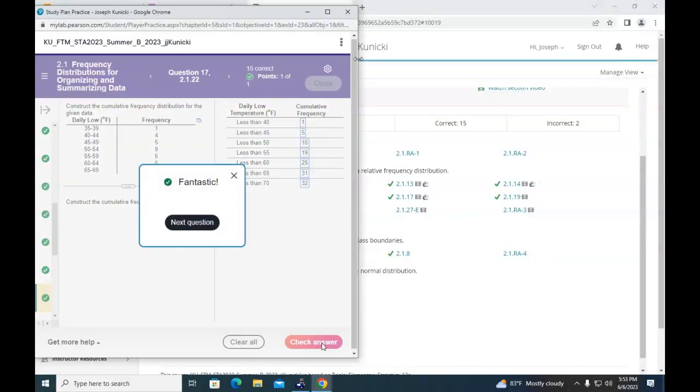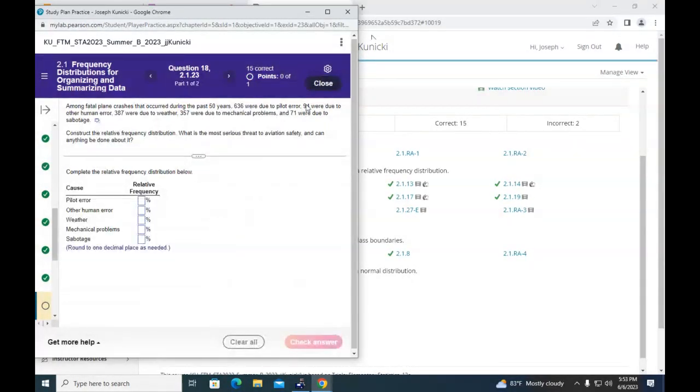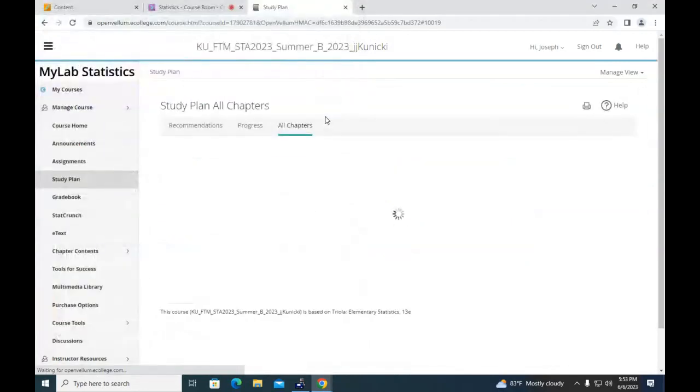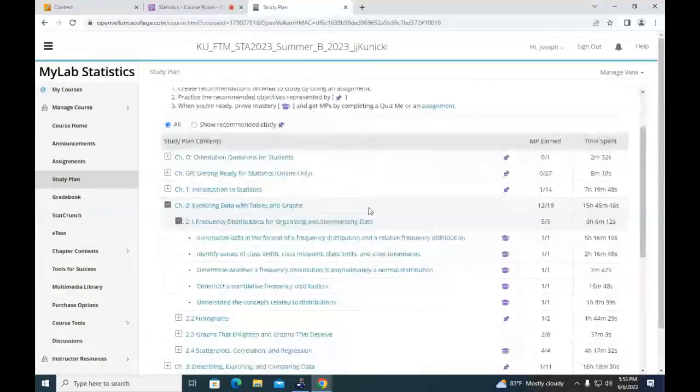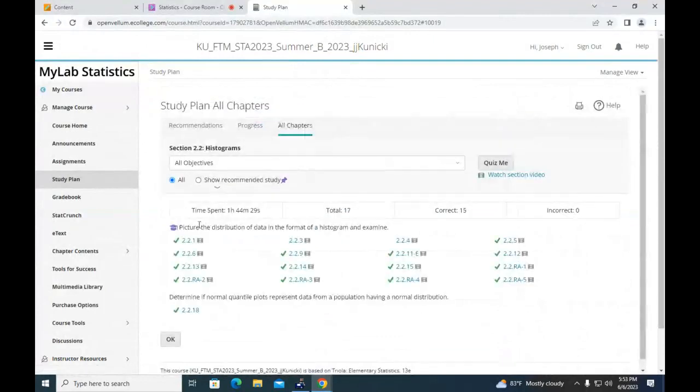So that's called a cumulative frequency table. So we have frequency table, relative frequency table, and cumulative frequency table. All right? Relatively straightforward. That's it for that section. We're going to move on to histograms, which we've already been doing. How about that?